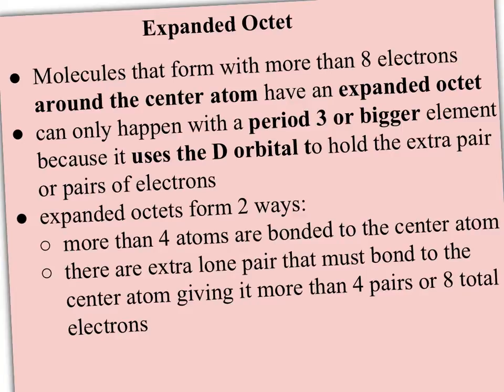And it can form two ways. You can have more than 4 atoms bonded to the center atom, or you can have extra lone pairs that are hanging around the center atom. In either case, you're going to end up with the center atom having more than 4 pairs or 8 total electrons. So again, we'll take a look at an example here.